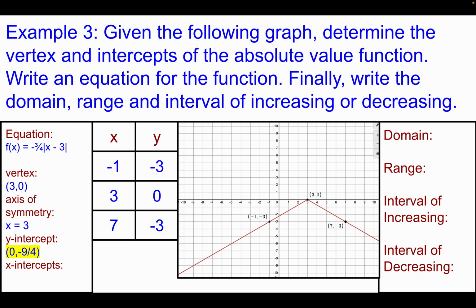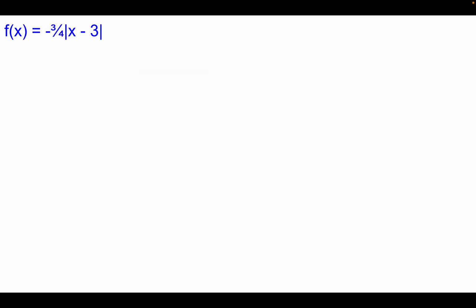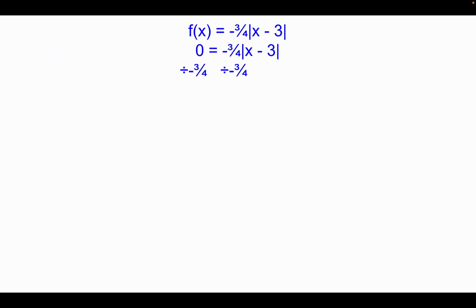My x-intercepts, I'm going to take my function. Now I'm going to plug in 0 for y instead of x. I'm going to divide both sides by negative 3/4. This is the same thing as multiplying by negative 4 over 3. Either way, when I do that, I get 0 equals the absolute value of x minus 3, because 0 divided by anything is just 0.